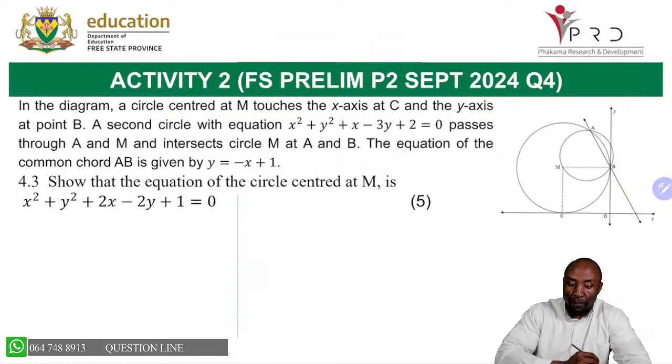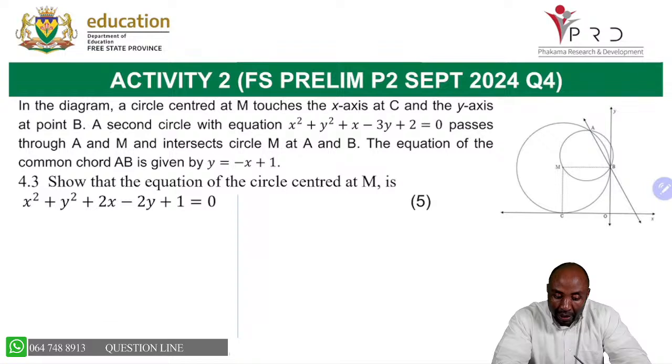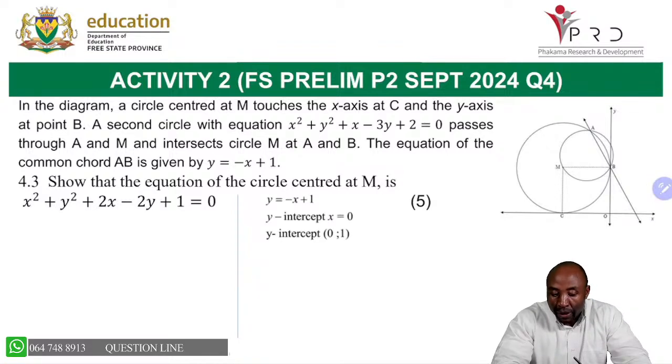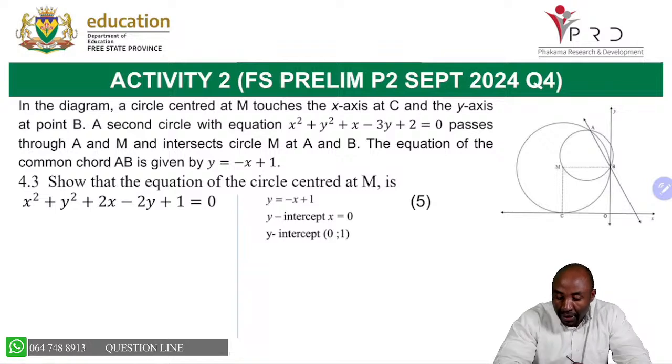Interesting question. 4.3, we have to show that the equation of the circle centered at M is x squared plus y squared plus 2x minus 2y plus 1. Remember now, we can't use this equation to show that the center will be that. So this equation must come at the end. How do we do it? We have our y is equal to negative x plus 1, which means the y-intercept at point B here is going to be 0 and 1.